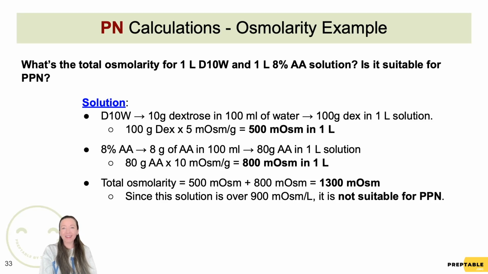The way that they can make this trickier is by adding lipids and electrolytes. So you would have to remember to calculate the electrolytes and ignore the lipids in this case, which don't contribute to osmolarity. Also, they may provide something other than 1 liter of solution, so understanding how to do your basic conversions is also going to be very important. Let's move on to our next type of problem.